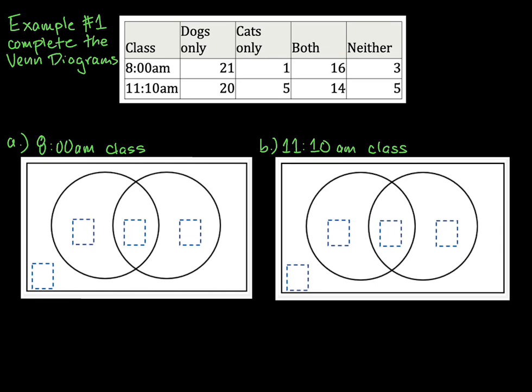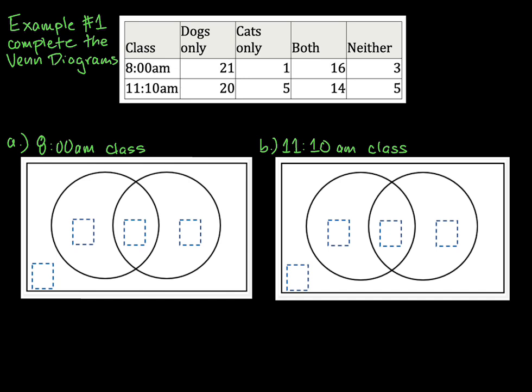Hello, in this video we are going to look at Venn diagrams using counts and probabilities instead of just writing elements or objects that are in the sets. So in example number 1, we are going to complete two different Venn diagrams. In a previous semester, I had two classes that I surveyed about whether they had dogs or cats.